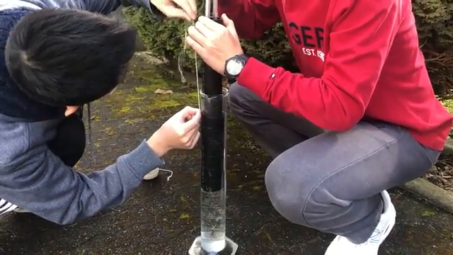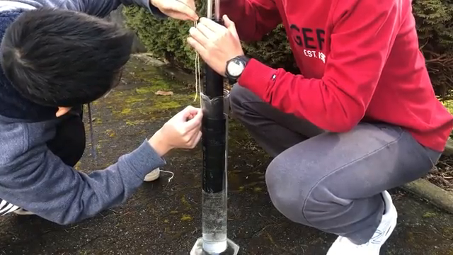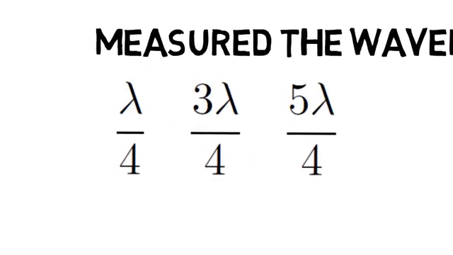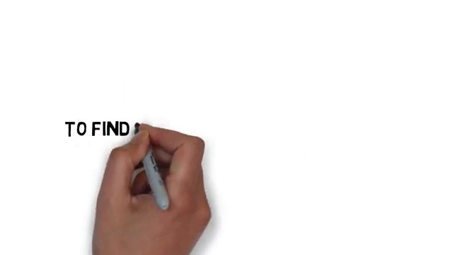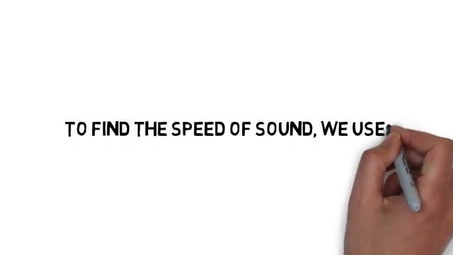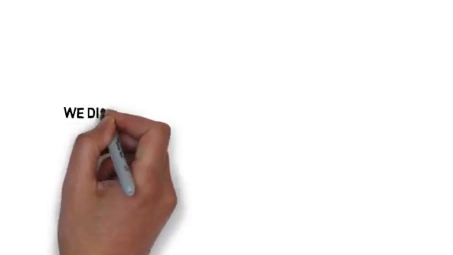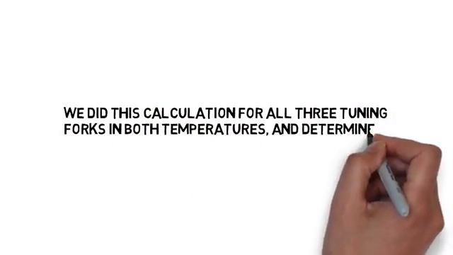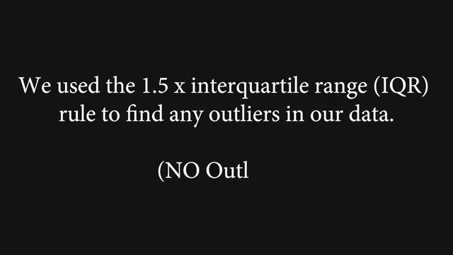We then used a string to measure the distance from the water level to the opening of the tube and recorded our results. We measured the wavelength at 3 different resonant lengths. We rearranged the formula for lambda and then used v equals lambda f to find the speed of sound. We did this calculation for all 3 tuning forks in both temperatures and determined the speed of sound for all of them. We used a 1.5 times IQR rule to find outliers in our data and found no outliers.